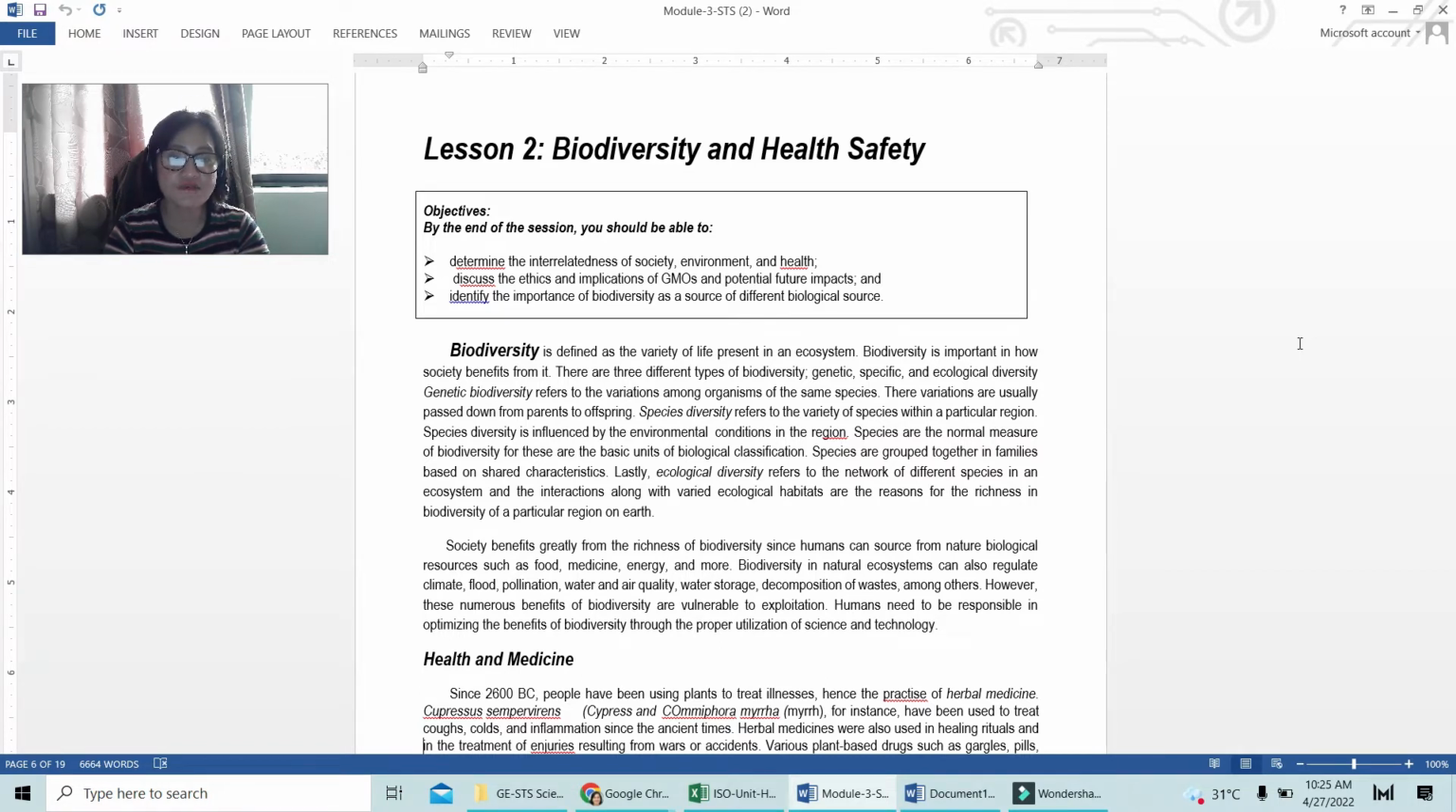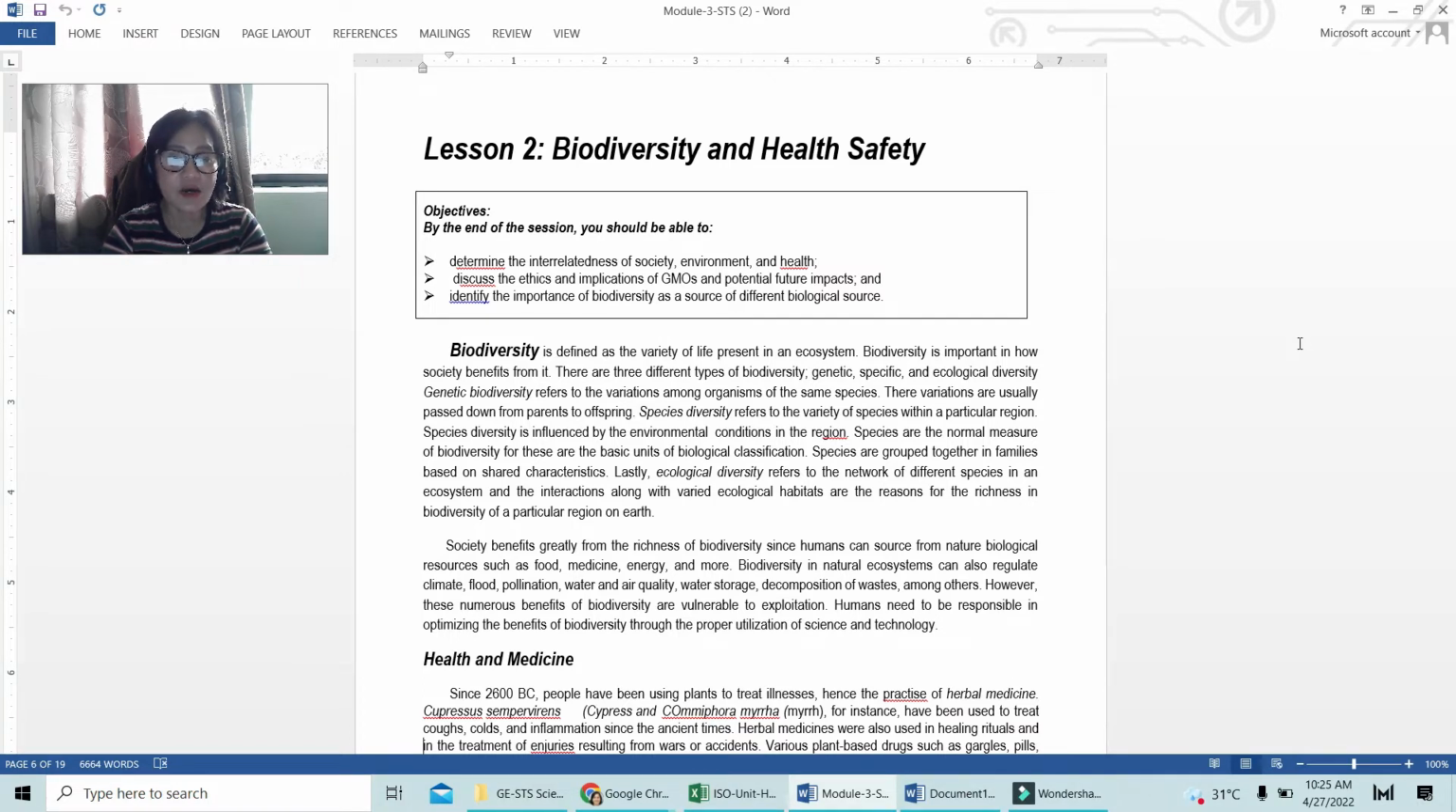And then biodiversity in natural ecosystems. When you say natural ecosystem, we have the marine life, the agriculture, and so many other things that naturally have what is called biodiversity. It can also regulate the climate. We have the food, pollination, water and air quality, water storage, and decomposition of waste, which will be discussed later on.